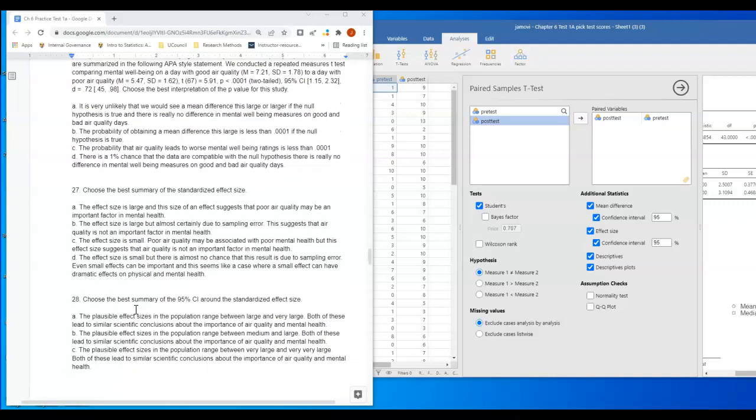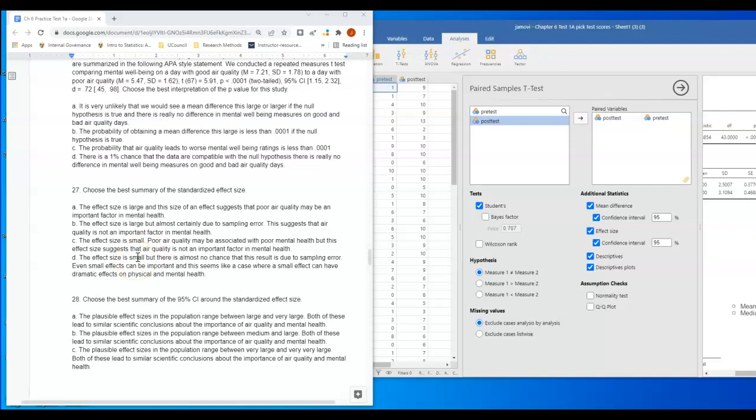All right, 27. Choose the best summary of the standardized effect size. In this case, the effect size up here was 0.72, which is fairly large, right? And so the effect size is large, and this would suggest that air quality might be an important factor in mental health. B is not correct because it suggests that air quality is not important, all right? Also, it's saying that it might be due to sampling error. We don't learn about sampling error from the effect size. We know that the effect size is not small because it's 0.72, and like 0.8 would be a good cutoff or guideline anyway for large, and same thing with D.